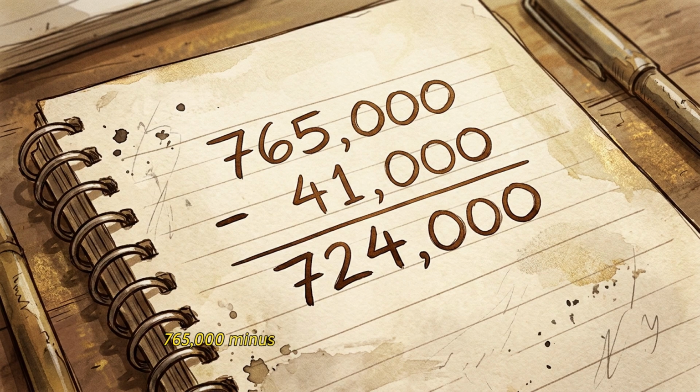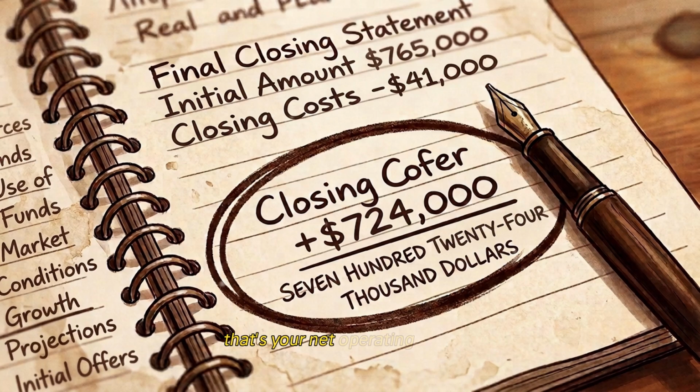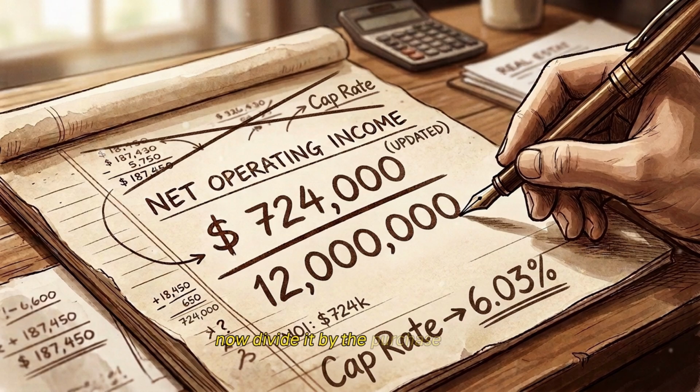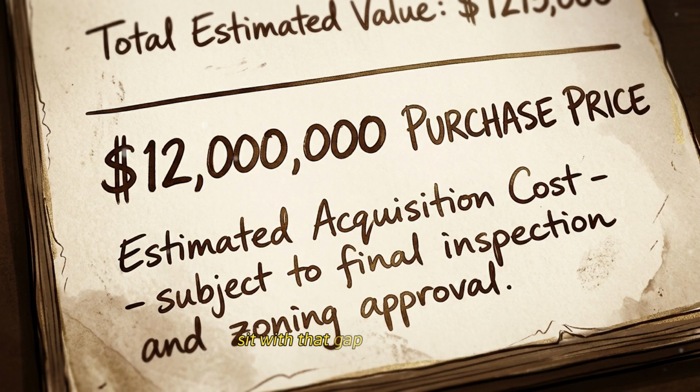$765,000 minus $41,000 leaves you with $724,000. That's your net operating income. That's the number that goes on top of the fraction. Now divide it by the purchase price. $724,000 divided by 12 million. Do that division and you get 6.03%. Not 7.5, 6.03. Sit with that gap for a second, because it's not a rounding error.